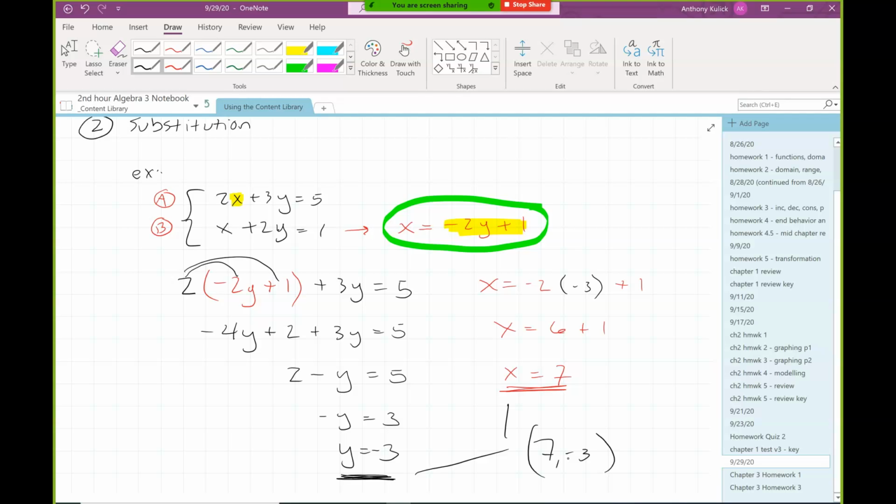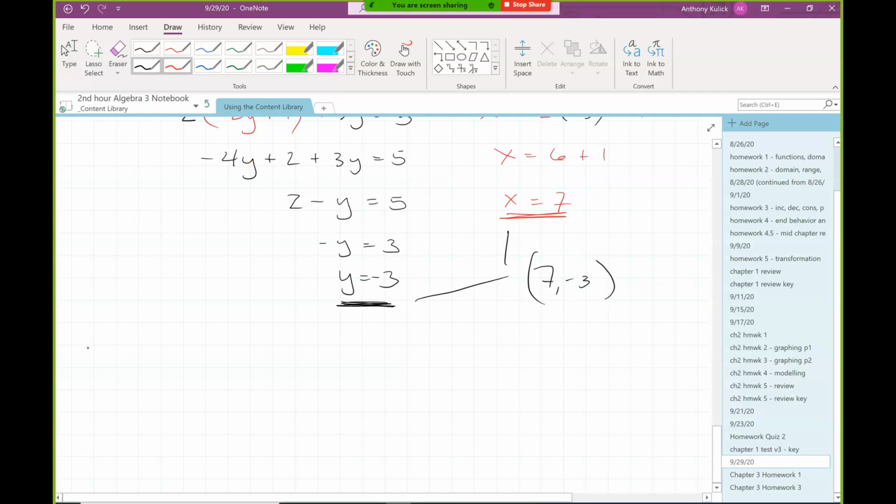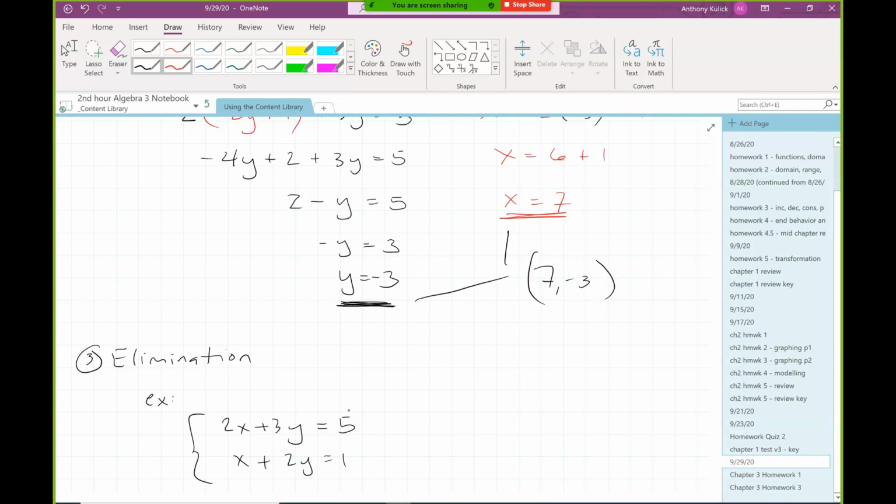The third method we have for solving is called elimination. So let's take that same system that we've been working with. We've been using the same system the whole time because we know what the answer is. So it's nice for us to be able to look at it and know immediately whether we've done things correctly or not, right?